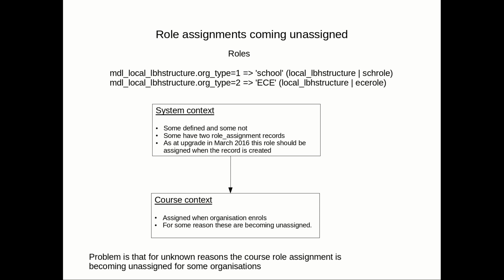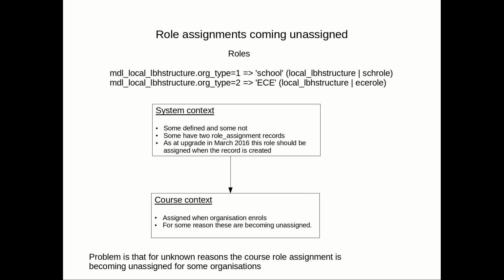Right, let's first of all say a few words about how the roles actually work. Going back to some of the stuff that we did in the training, you may recall that particular roles can be assigned within particular contexts within the system. So we have a system context and we have a course context. The roles that are assigned depend on the organisation type. If it is a school, then the field org type in the LBH structure record is 1 and it takes the role of school, and if that same field is 2, it takes the role of ECE.